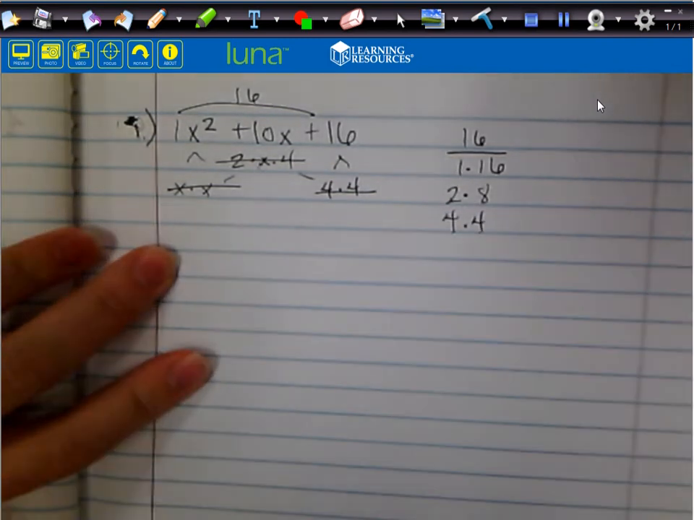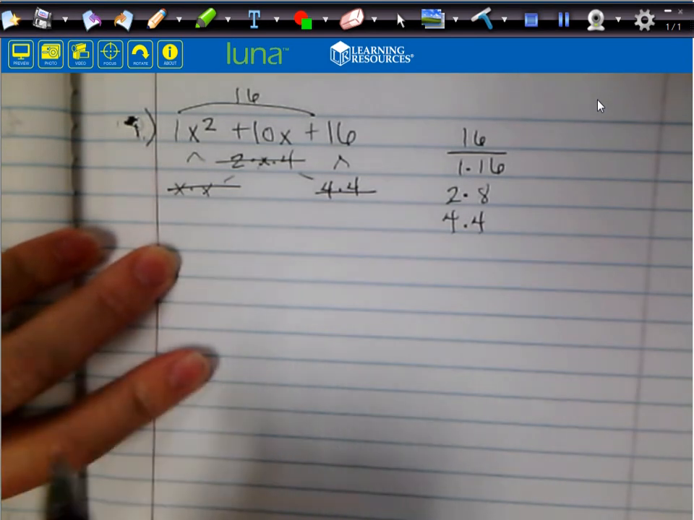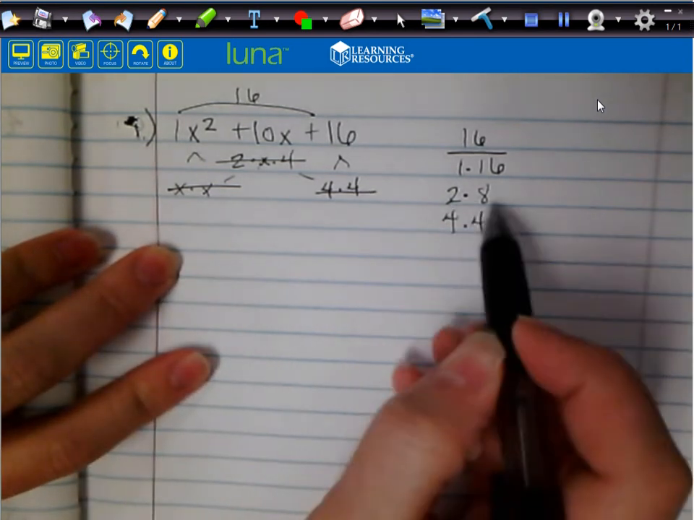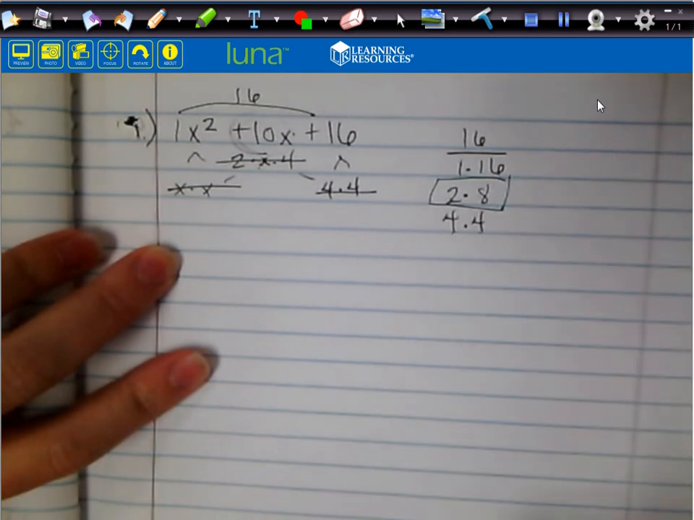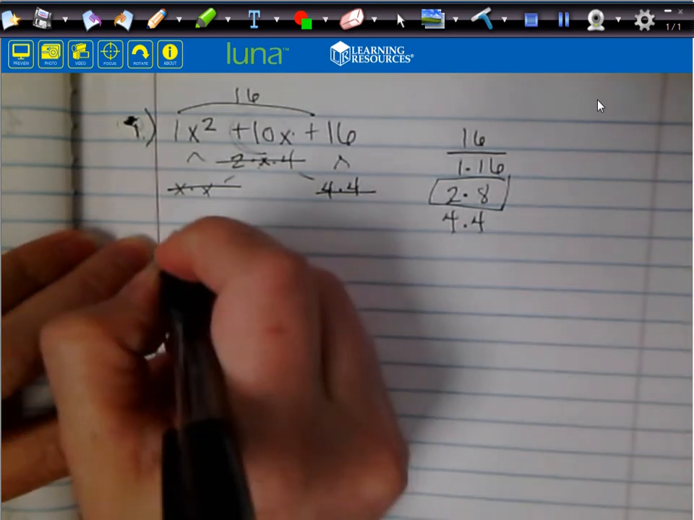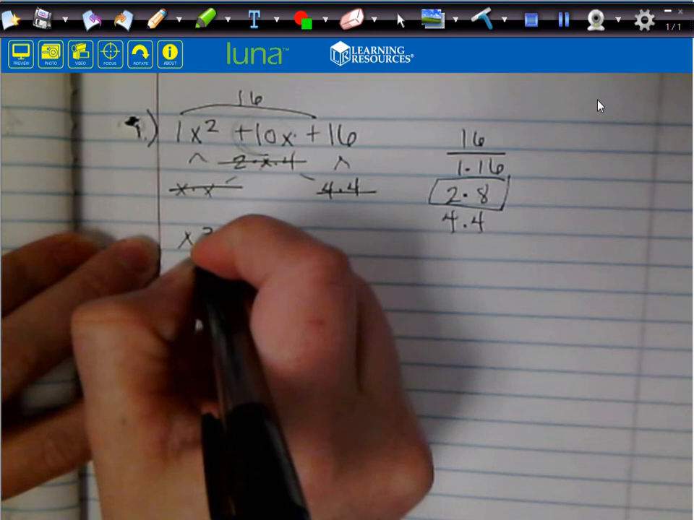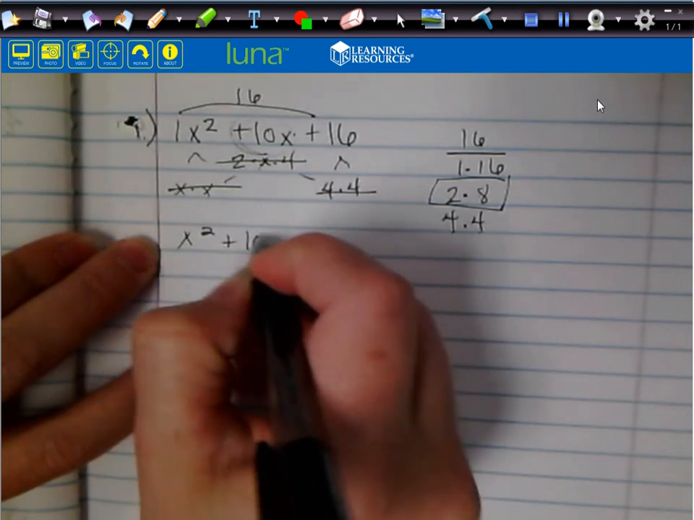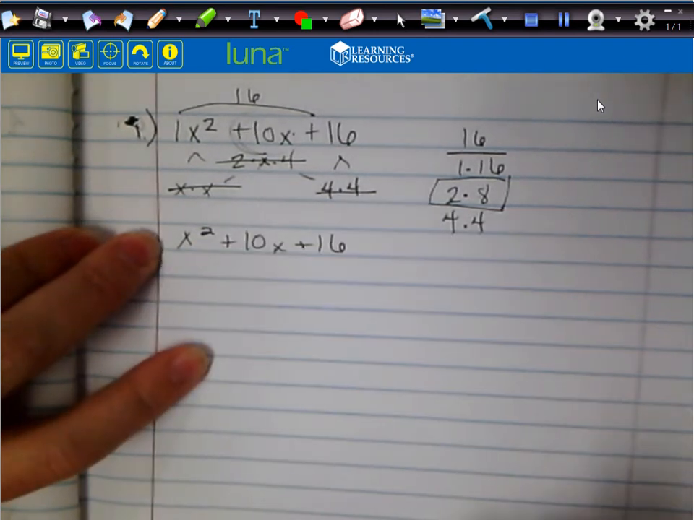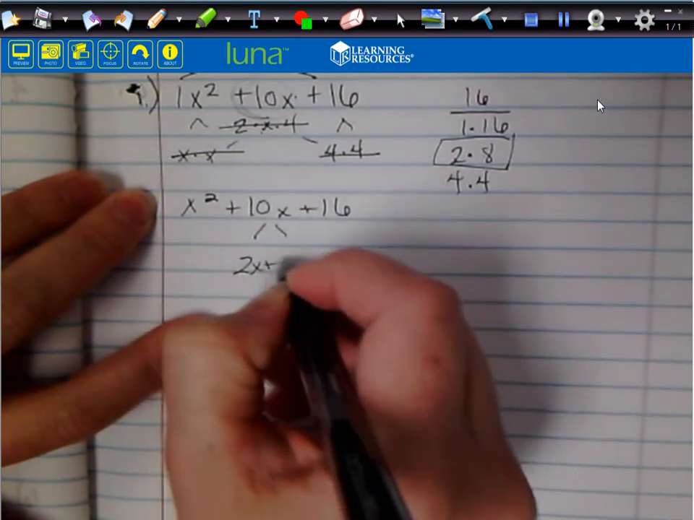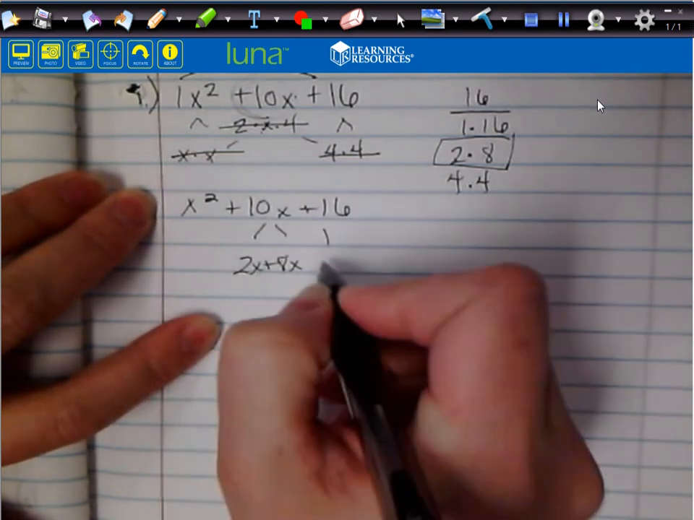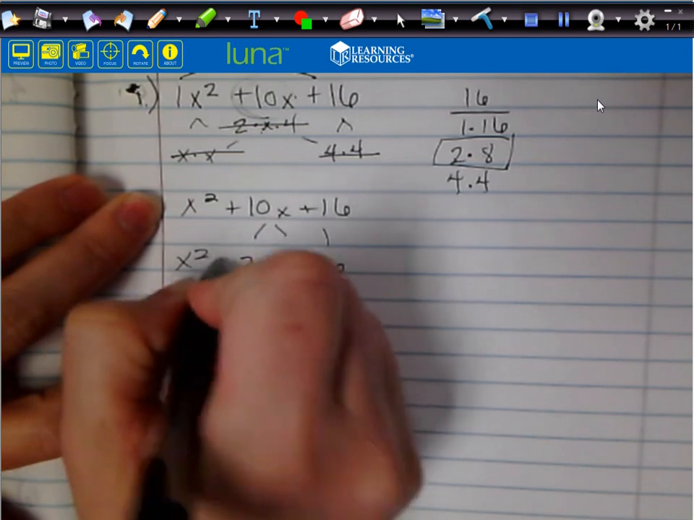And you need to do the same as well on your paper. And we're going to figure out which two factors we could add up to get this 10. So I'm going to draw a little box around my 2 and 8 here because that's what I'm going to use. I'm going to rewrite the problem just so it's a little bit neater. It's x squared plus 10x plus 16. And then I'm going to break up my 10x into 2x and 8x. I'm going to bring down my 16 and bring down my x squared.